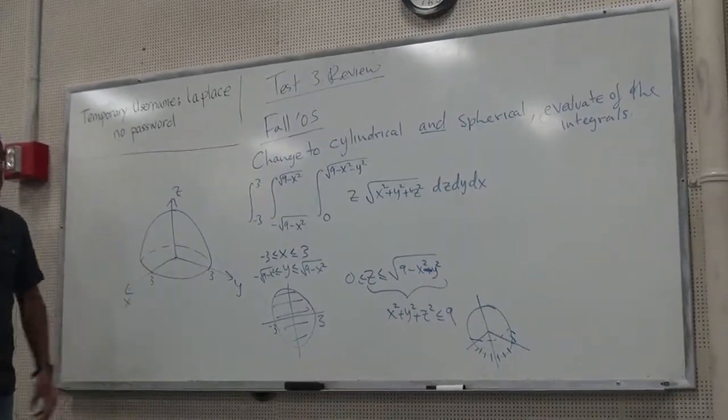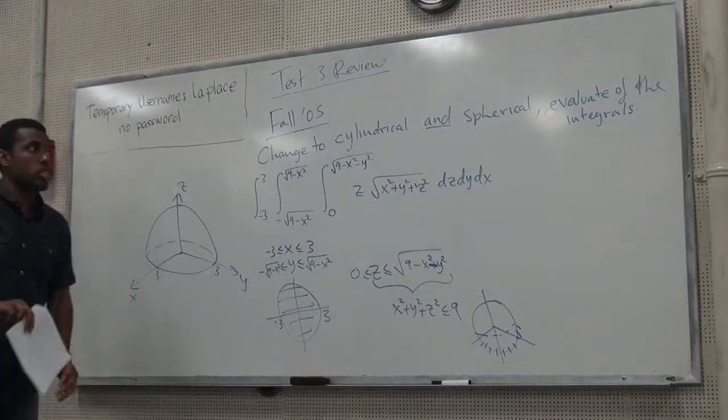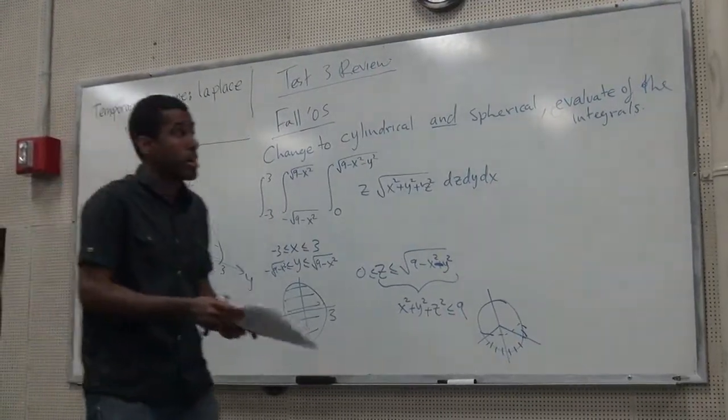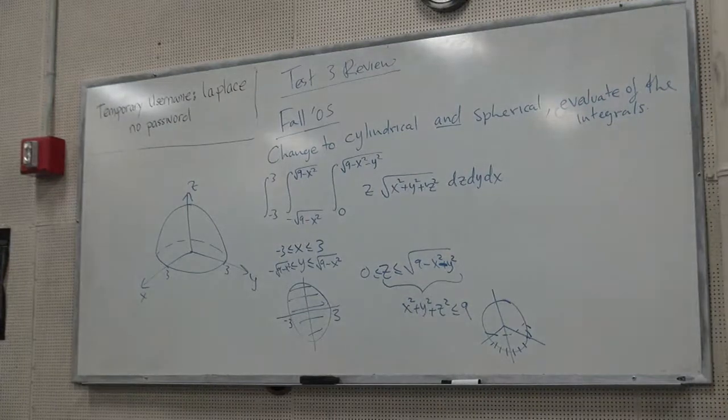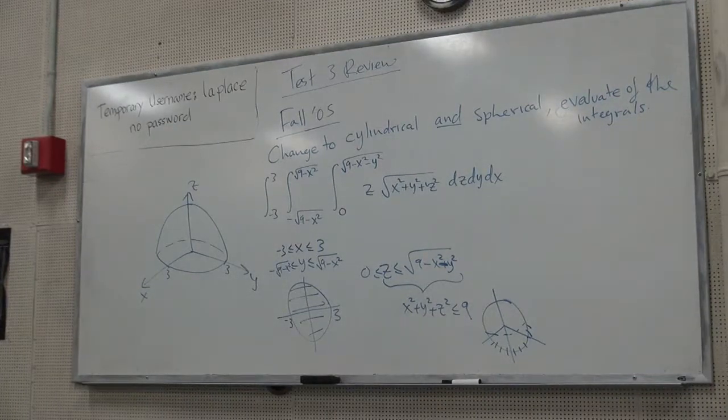Now once you know the region you're integrating, setting up the limits in cylindrical and in spherical should not be so bad. So we know we're just doing the upper hemisphere of radius 3.